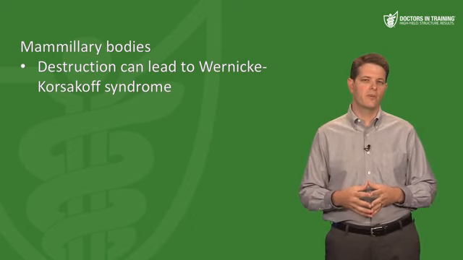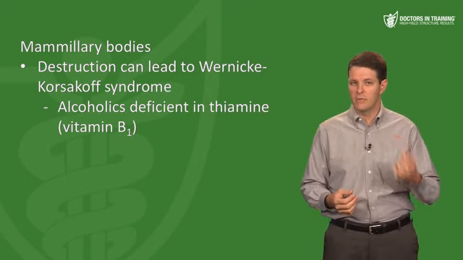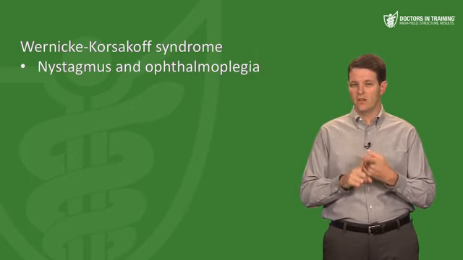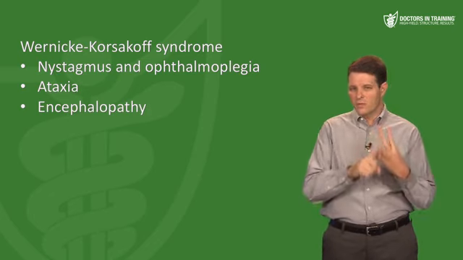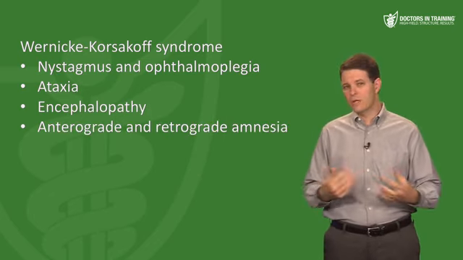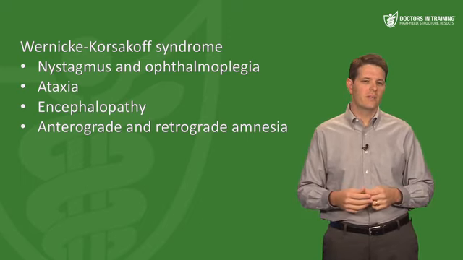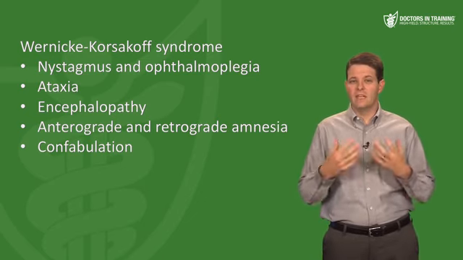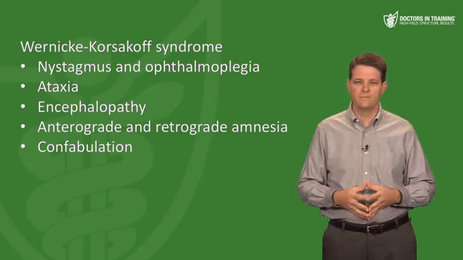Now, Wernicke-Korsakoff syndrome is most commonly seen in alcoholics who become deficient in thiamine, or vitamin B1. Wernicke-Korsakoff syndrome is characterized by nystagmus and ophthalmoplegia, ataxia, and encephalopathy, confusion and disorientation. And then eventually they can develop anterograde and retrograde amnesia. So there's the memory connection. And sometimes these patients will exhibit confabulation, where they can't remember something, so they make something up to fill in the gaps of their memory. It's called confabulation. It's pretty striking when you see it.